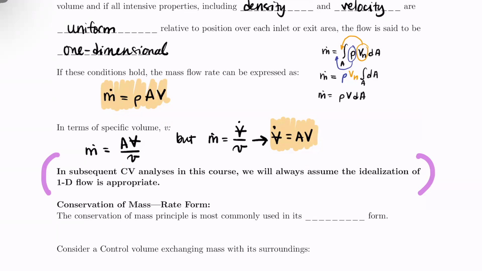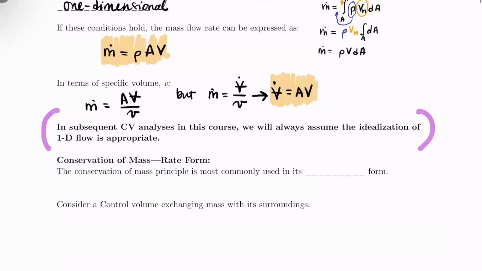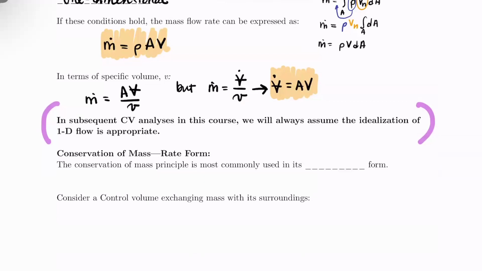The fun continues in ME 3500. Okay, all right, so now let's talk about conservation of mass in rate form. The conservation of mass principle is most commonly used in its rate form.